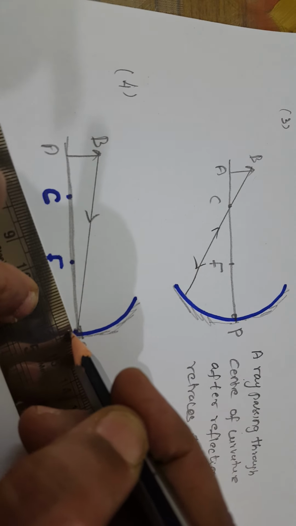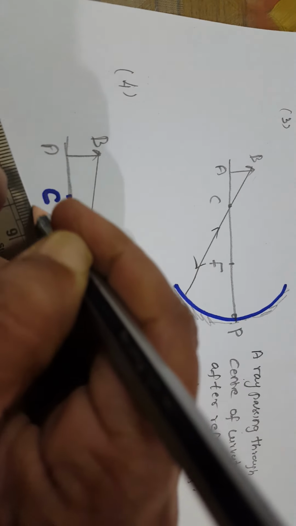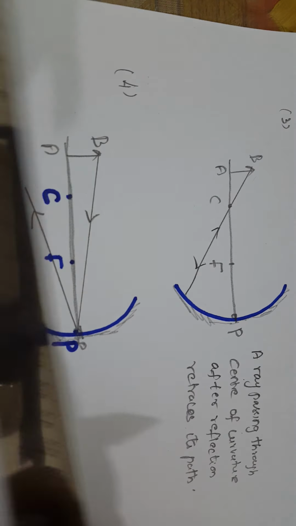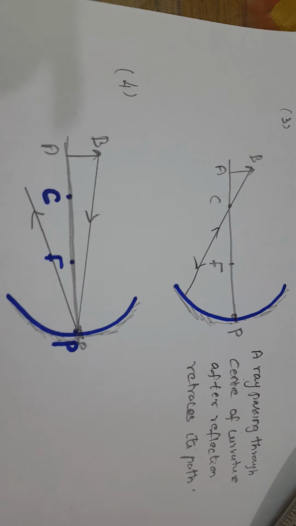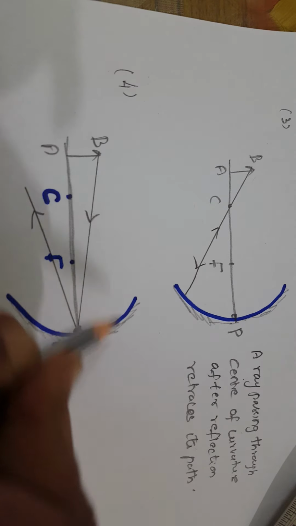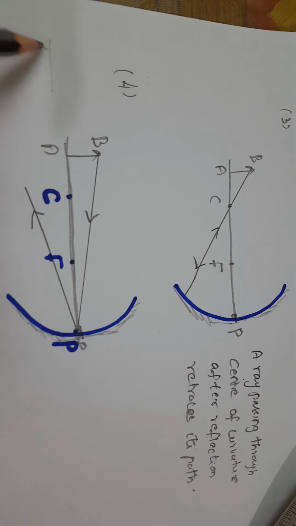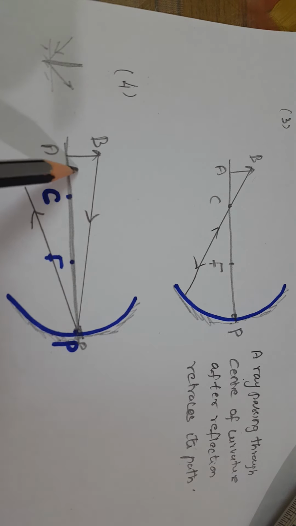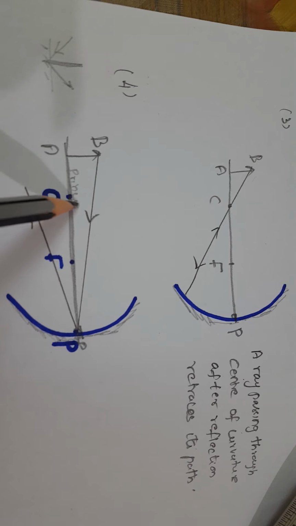After reflection, whatever I am drawing now is the reflected ray, right? A ray falling on the pole will get reflected as per the law of reflection. Just like in a plane mirror, where you have the incident ray, the reflected ray and the normal, right? In the same way, this is the incident ray and this is the reflected ray. In the place where the normal should be, what do you have? You have the principal axis, right? This principal axis will be the normal.